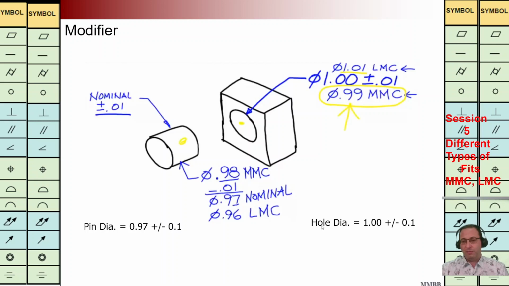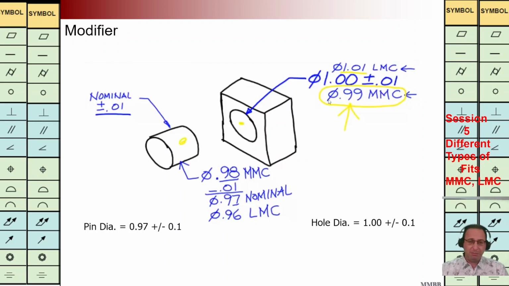If we have a hole with the diameter of 1 plus minus 0.1, we can calculate LMC and MMC easily. Let's consider the MMC condition for both of them. As we can see, the biggest diameter of the pin is smaller than the smallest diameter of the hole. There is a gap between these two. We can do assembly easily.